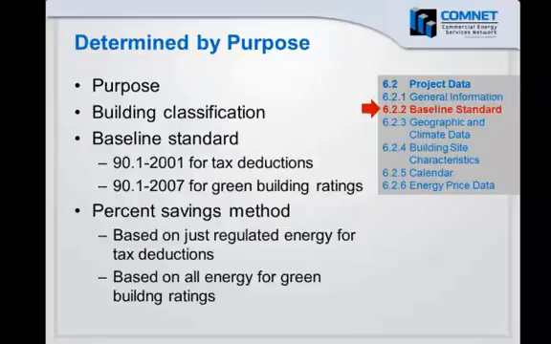The next section is what we call the baseline standard. And the baseline standard is really determined by the purpose. So if tax credits is your purpose, the baseline standard is 90.1 2001. If your purpose is green building ratings, then the baseline standard is 90.1 2007. There's some other things too.